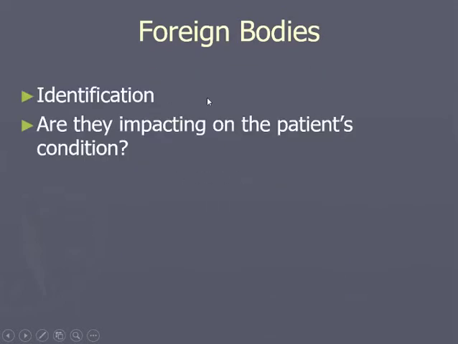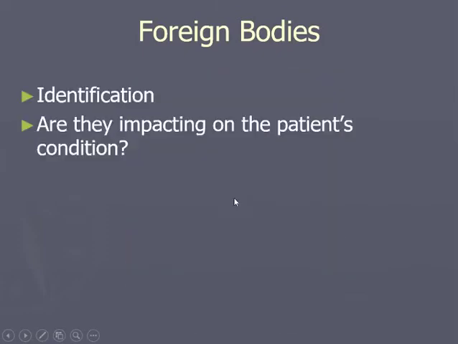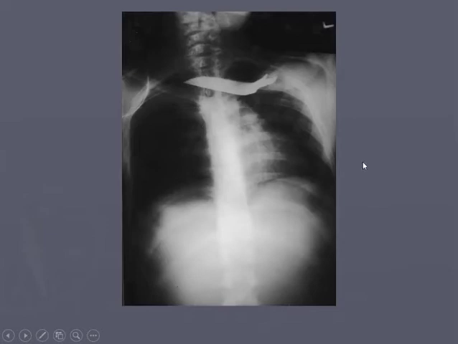So identification of foreign bodies is essential. If you see something foreign, you want to know what it is, and is it impacting on the patient's condition. So Mr. Stab victim got into the emergency department. They checked an x-ray, and here it is. And you can see the knife, and you can see it's bent. Okay, again, shadow puppets.